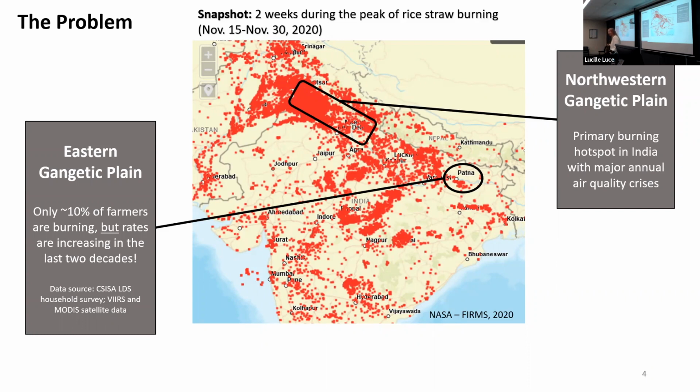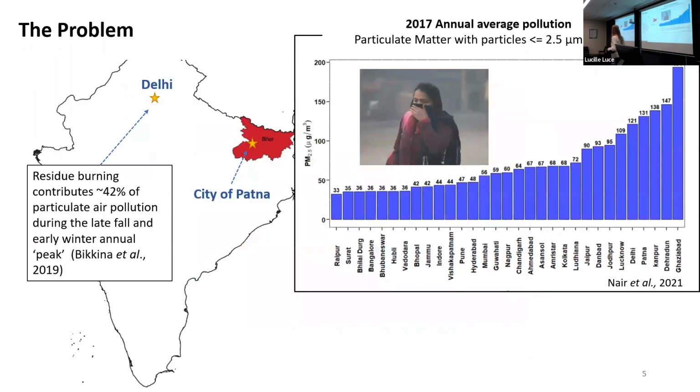Now, if you look at the satellite data and take a look at where our area of work is in Bihar state in the east, the density of burning isn't as frequent, but what's alarming and why we're interested in studying this is because the rate of burning is increasing rapidly over the last 2 decades.